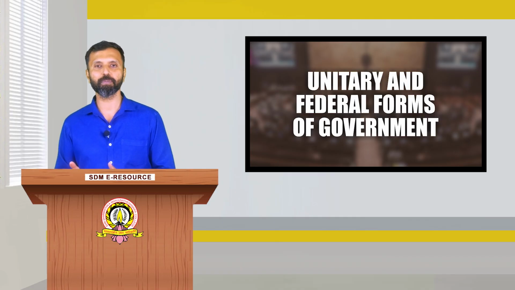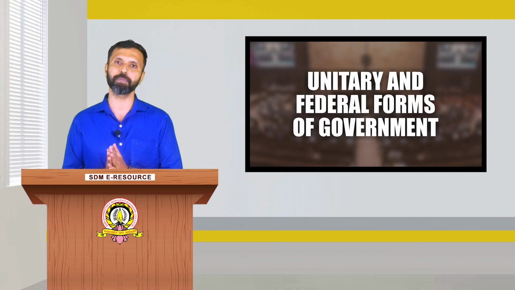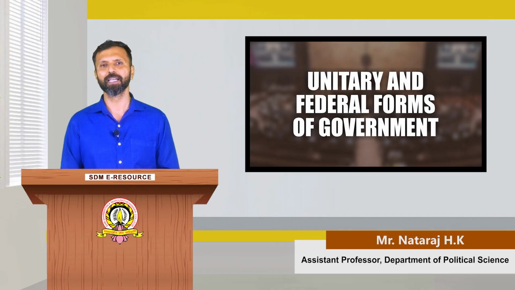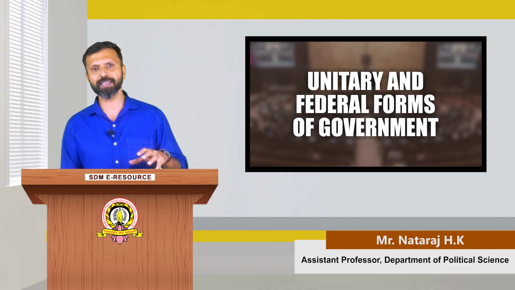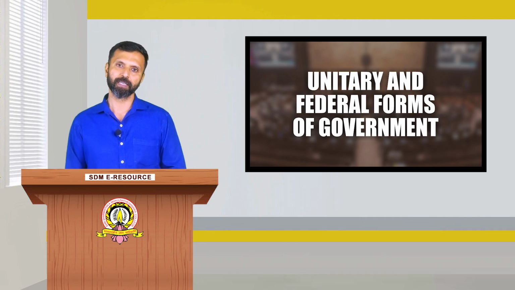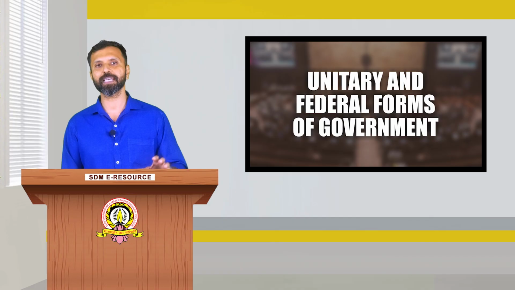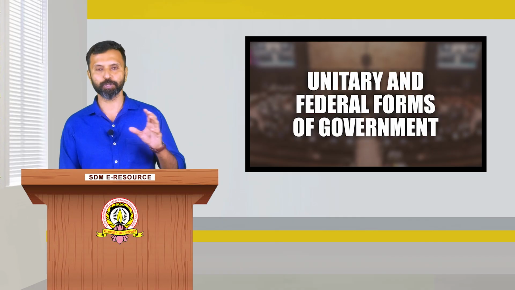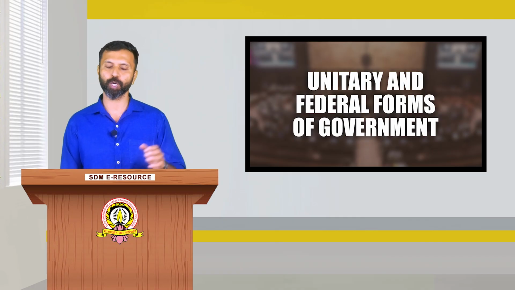So the unitary form of government has some merits for the nation, and it also has demerits. And the federal features also have both merits and demerits. But in this context, we can understand that the unitary form of government is suitable only for small nations. But the federal features, having the dual polity, can be suitable for some of the biggest nations such as Canada, the United States of America, the UK and so on.